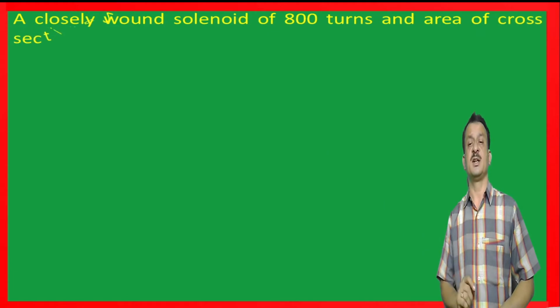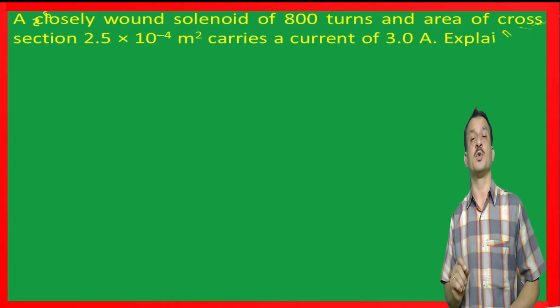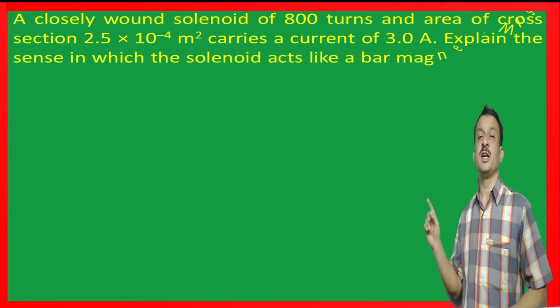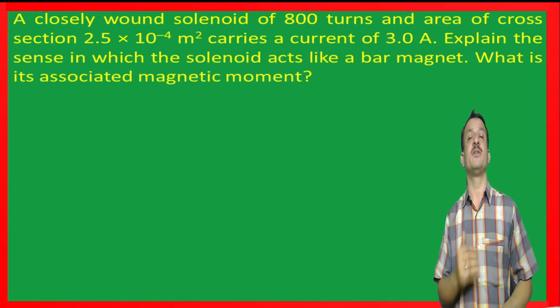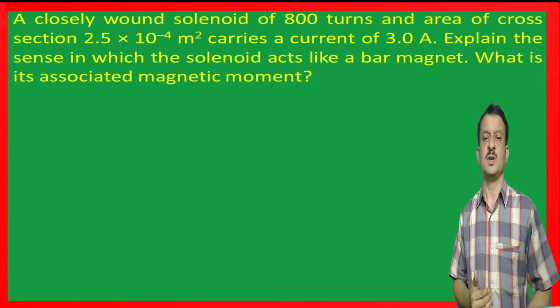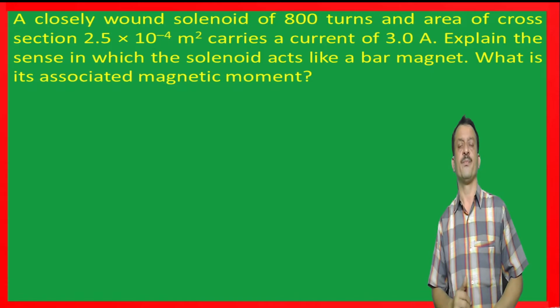Next problem: a closely wound solenoid of 800 turns and area of cross section 2.5 into 10 to the power of minus 4 meter square carries a current of 3.0 amps. Explain the sense in which the solenoid acts like a bar magnet. What is its associated magnetic moment?